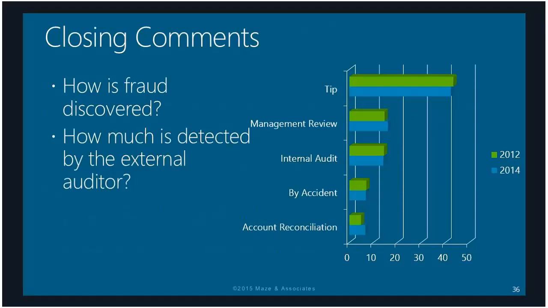Okay, so just a couple of closing comments about how fraud is detected. Again, as auditors, we think we can find it ourselves, but in reality, most of it is found by tip. That's why a really strong whistleblower policy is important. In 2014, 42% of all frauds were discovered by tip, 16% by management review, 14% by internal audit, and 6% by accident. And account reconciliation only accounted for 6% also.